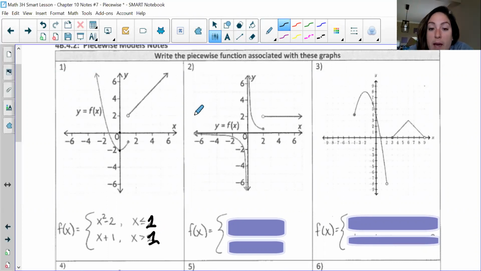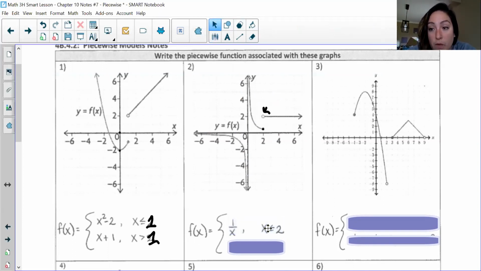Example 2, it looks like we have 1 over x, and we have a horizontal line, y equals 2. 1 over x is over the domain from 0 to 2 inclusive. So as long as x is less than or equal to 2, again, because the filled in circle. And we have y is equal to 2 as long as x is greater than 2, because not filled in circle. So we end up getting 1 over x as long as x is less than or equal to 2, and 2 as long as x is greater than 2.